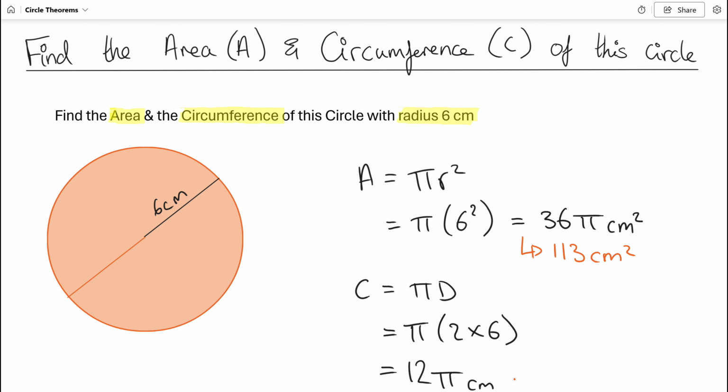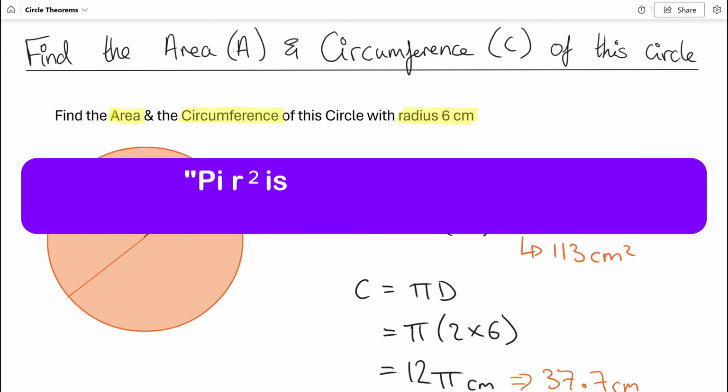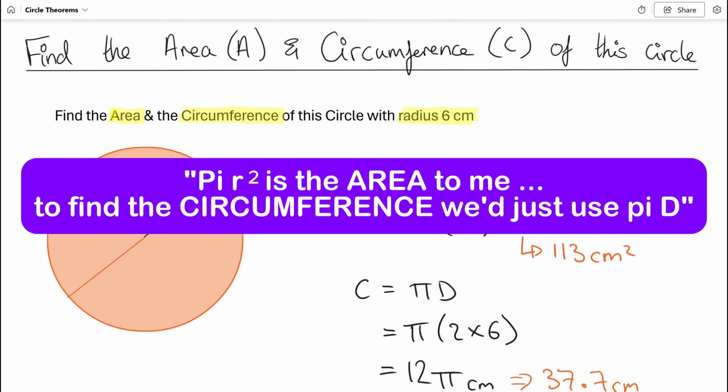37.7. So this one is 37.7 centimeters. Yeah, and that's literally it. That's all you really need to know. Remember the saying, because I say it all the time, pi r squared is the area to me. To find the circumference, we'll just use pi d. And then you're good. Alright, let's get into some practice.